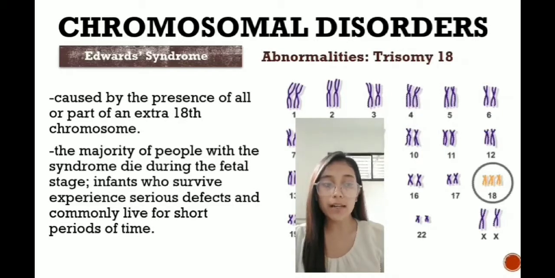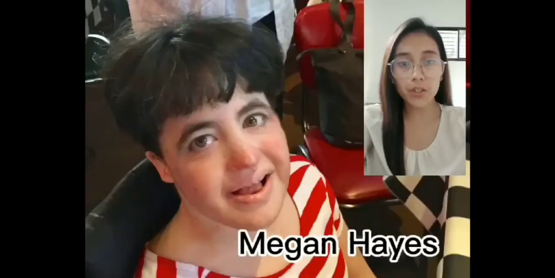According to Terry Kreutzer, the oldest woman in the USA with trisomy 18 is Megan Hayes. She still celebrates her 48th birthday. Megan survived because she was born with a healthy heart. Some doctors have realized that with the right medical care, people with trisomy 18 can live longer than previously thought possible.